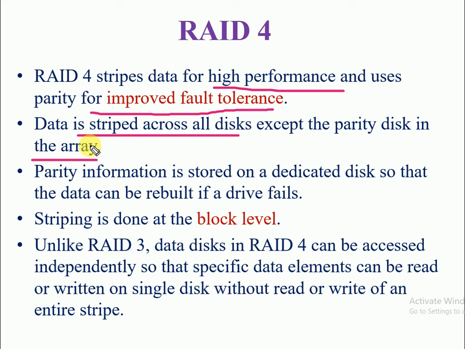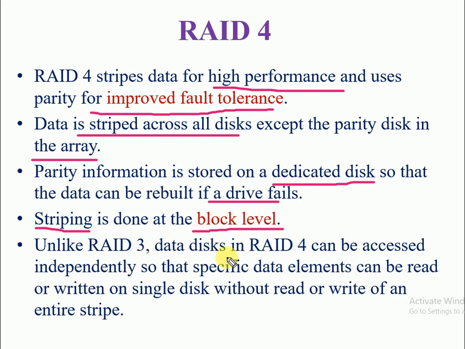So the parity disk is separately maintained. The parity information is stored on a dedicated disk as in the previous one, so that the data can be rebuilt if a drive fails. You will see the structural difference when we look into the diagram. And the striping is done at block level, not at bit level. So one of the previous RAID levels was following bit level, but here it is following block level striping.